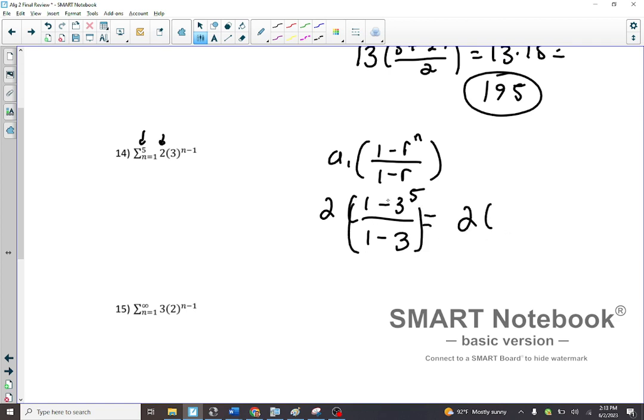So 2 times 3 to the 5th power is 81, 243. So 1 minus 243 is negative 242 over negative 2. The 2 and negative 2 cancel out, and the negatives cancel out. So the answer is just going to be 242.